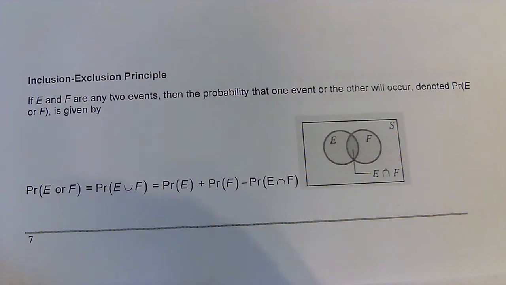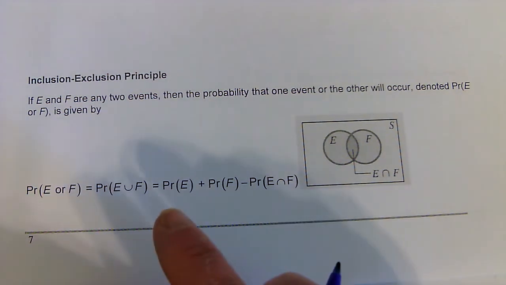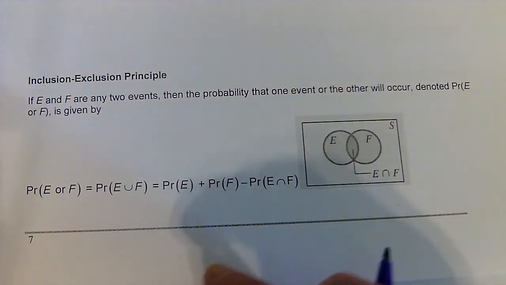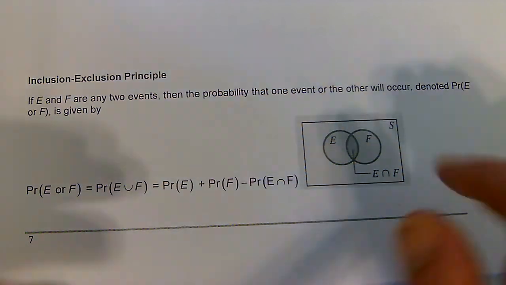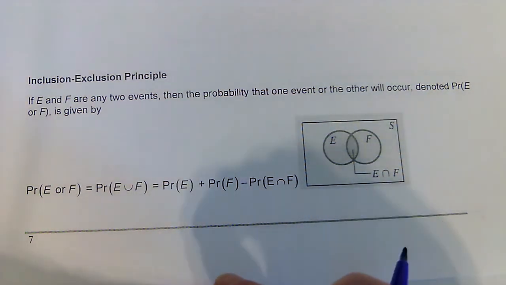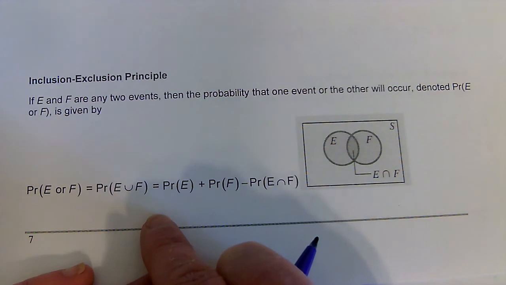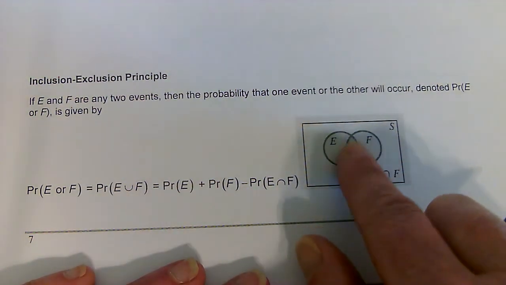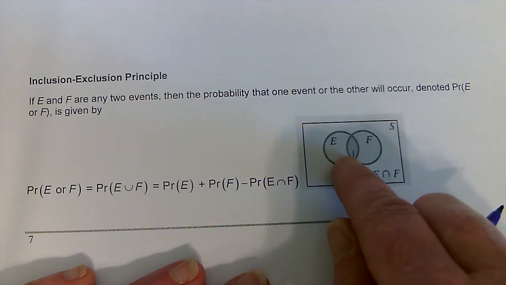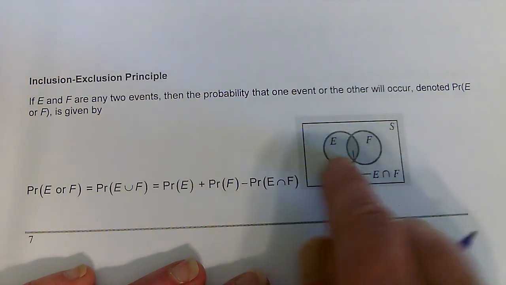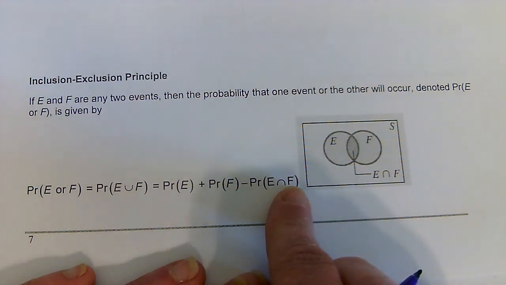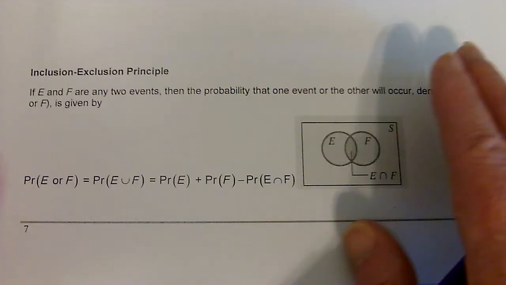All right. Now, if we have two events, E and F, then the probability that one event or the other will occur is that E or F, right? That union of the two. So one way we can find that union is we could take everything in E plus everything in F and then subtract out the ones that we've counted twice, which would be that intersection. So everything in E plus everything in F, but subtract out that intersection.